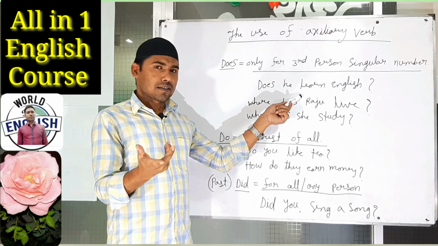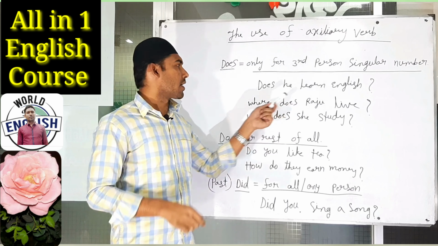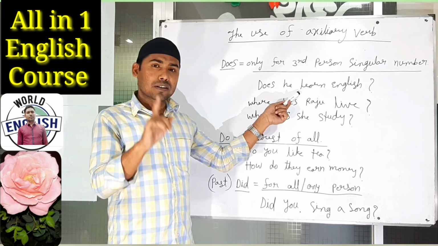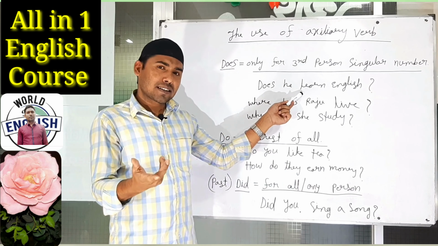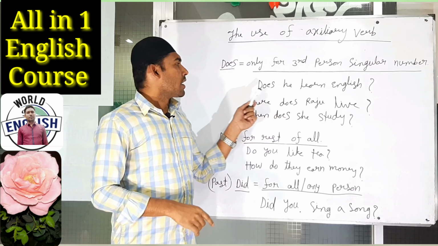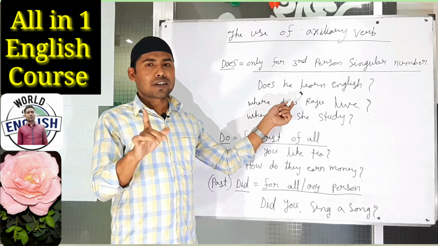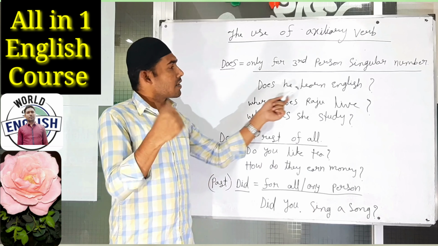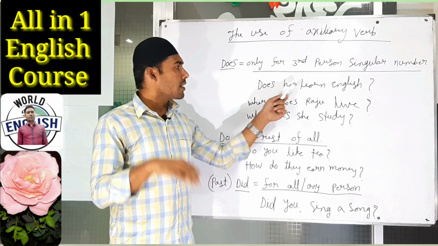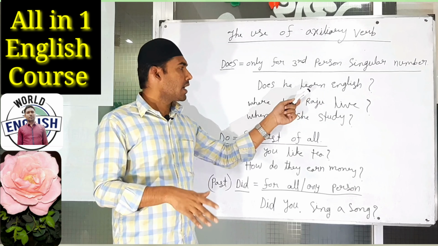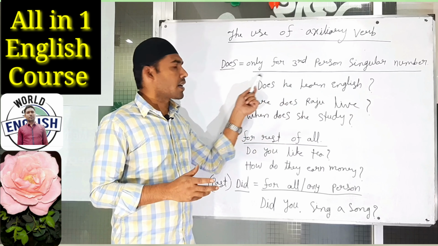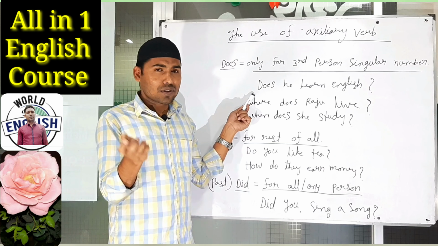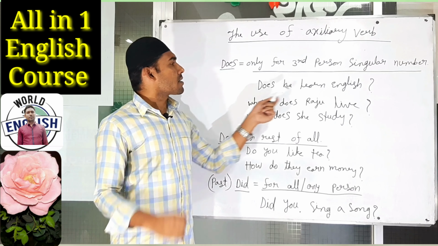Like, does he learn English? You won't be able to say here, does he learns English? No, it is wrong. Does he learning English? No, it's also wrong. Does he learnt English? No, it's also wrong. Only learn, the base form of the verb. So, does he learn English? Yes, he learns English. At the time of answering, s will come because at that time does won't remain here.